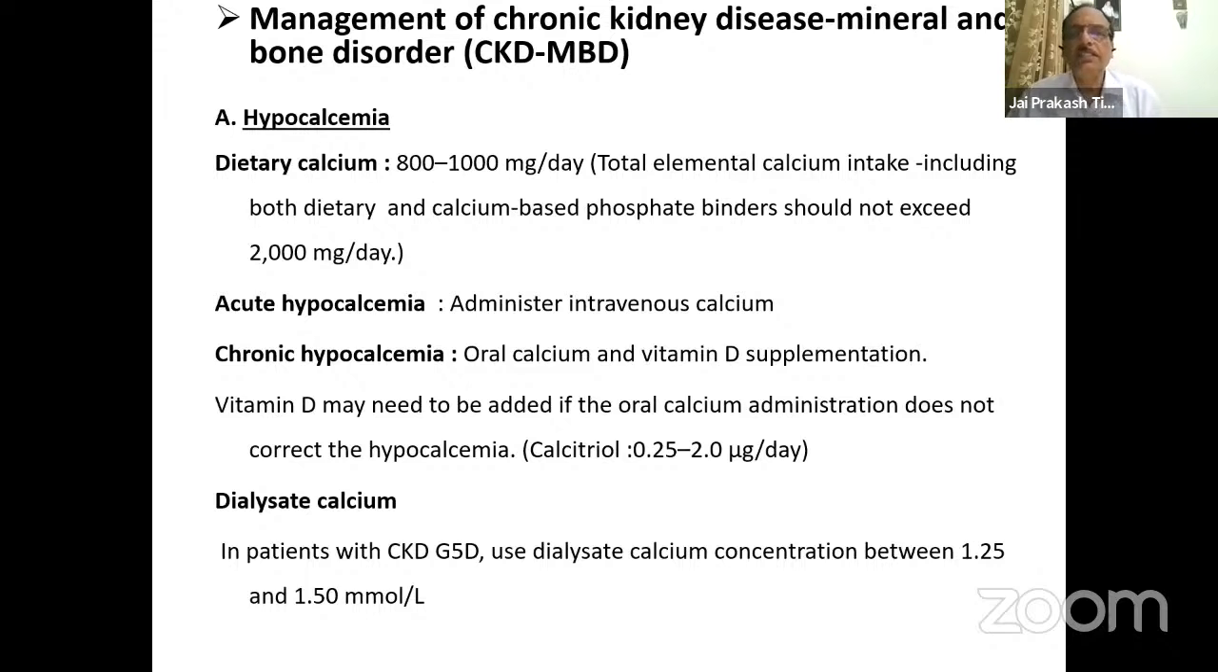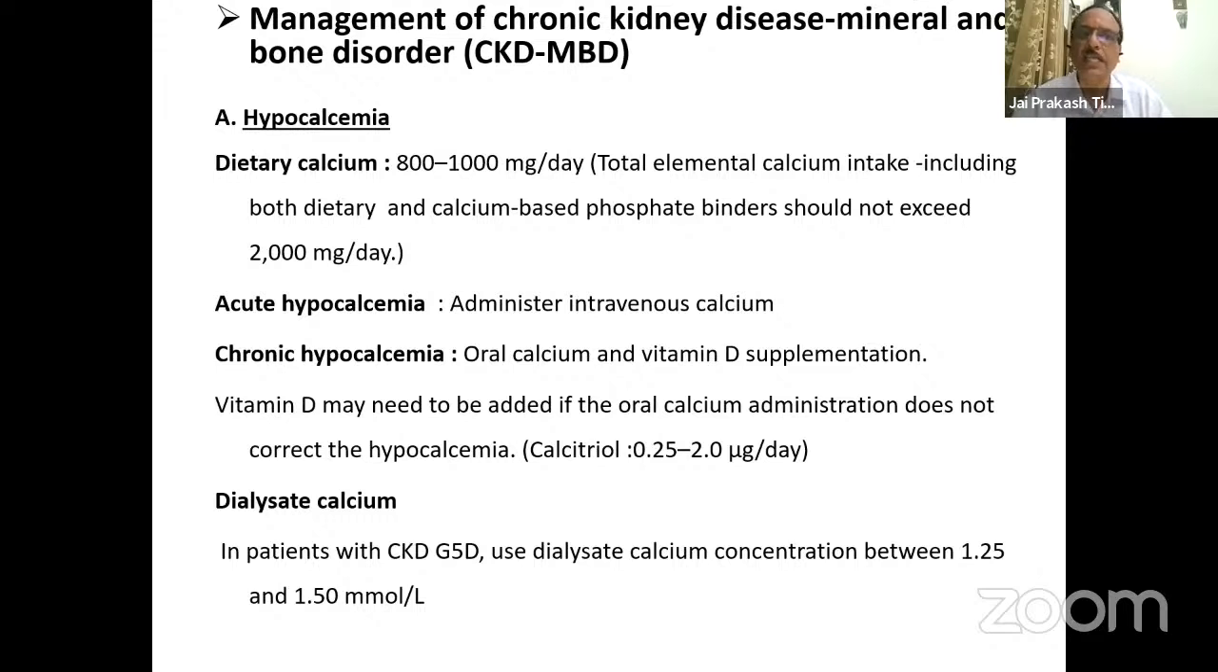What we are discussing, osteoporosis, is mainly common in the early stages, stage 1, 2, 3. But stage 4, 5, the late stage, is usually associated with CKD-MBD, mineral bone disorder. And mineral bone disorder has the problems of hypocalcemia, hyperphosphatemia, metabolic acidosis, and hyperparathyroidism, and these should be treated.